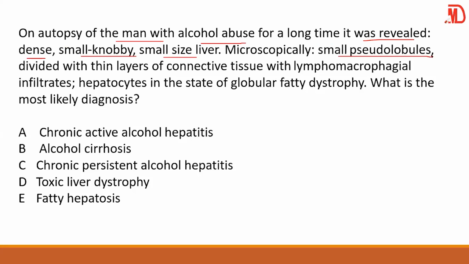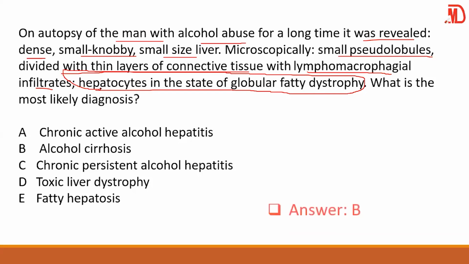Microscopically, there are pseudolobules divided by thin layers of connective tissue with macrophage infiltrate, and hepatocytes in the state of globular fatty dystrophy. So what is happening over here? What it means is that the hepatocytes are being replaced. We are referring to what? Cirrhosis. But this is of alcohol origin.